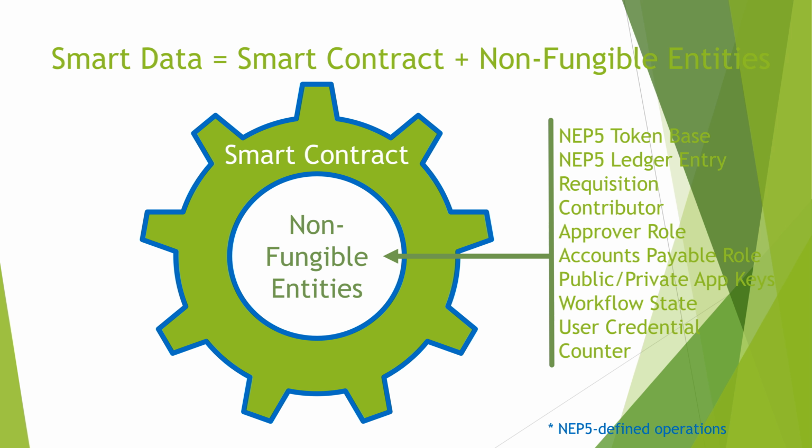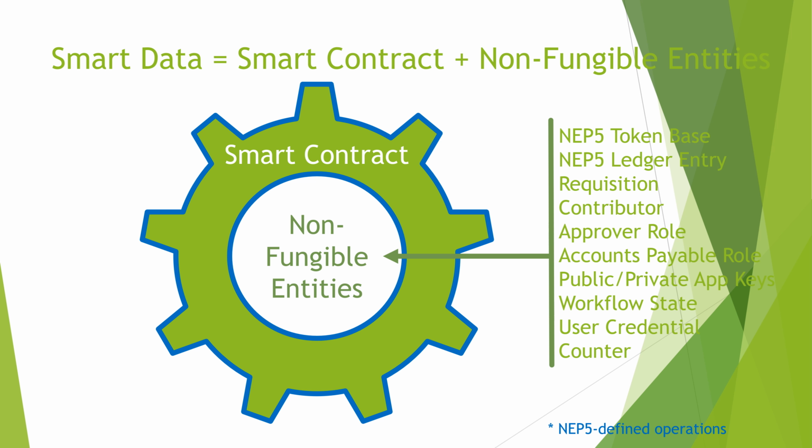Because the requisitions themselves will generally be like PDF files or Excel spreadsheets or an XML document, there's going to be a need to store those off-chain. So there'll be a concept of public-private key management involved in the smart contract. The workflow state, user credentials, and different counters for tracking collections of entities within the smart process.